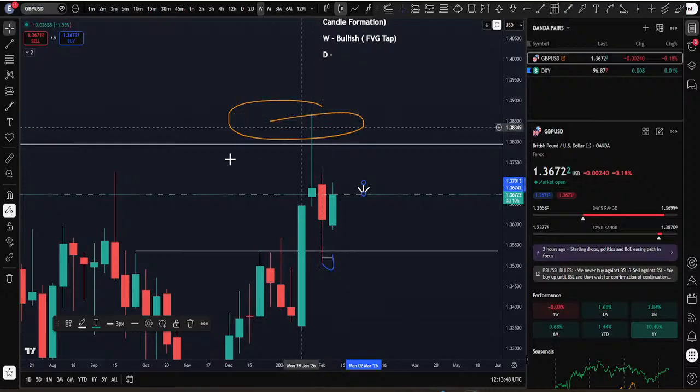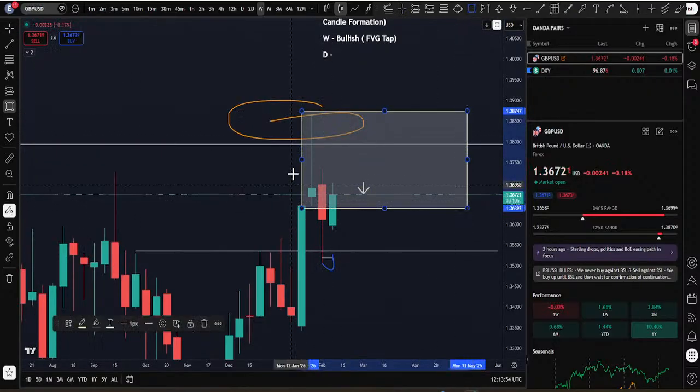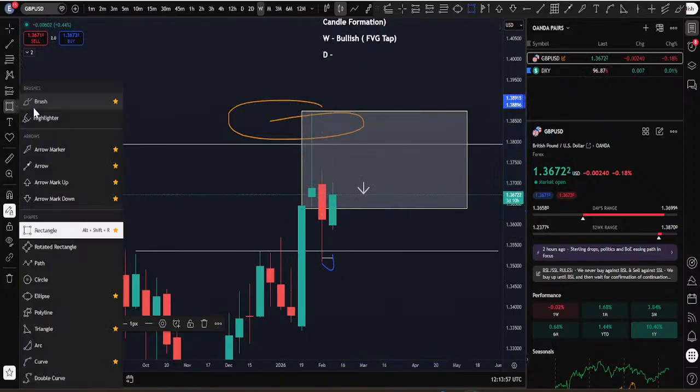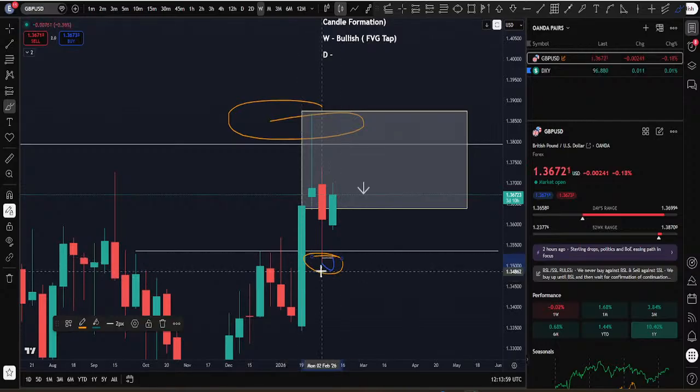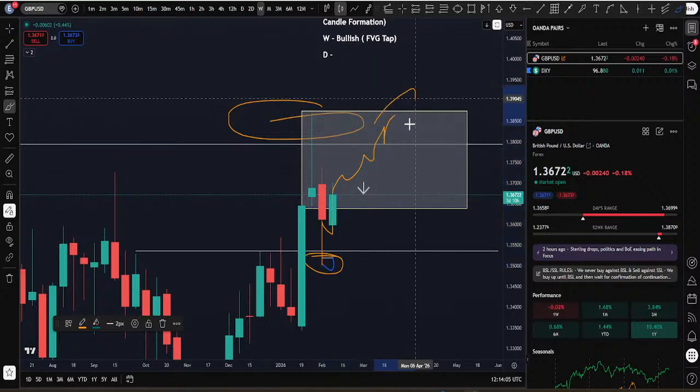No, because we have a whole weekly supply zone here, right? And we have an engulfing pattern to the downside. So yes, we hit support. Buyers came in, buyers pushed, but we are not pushing higher.